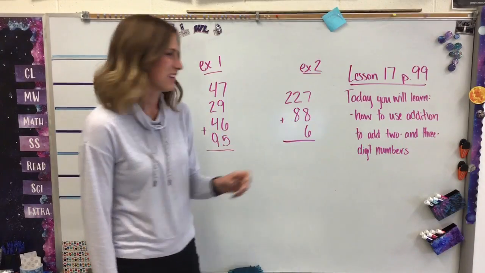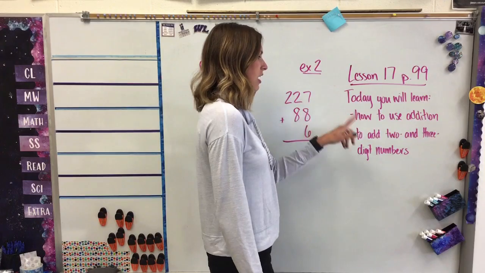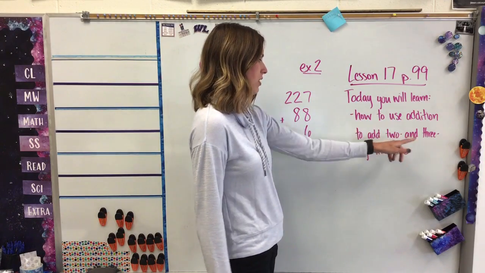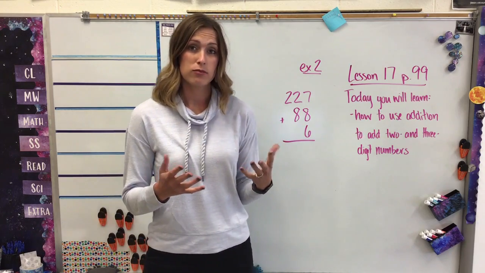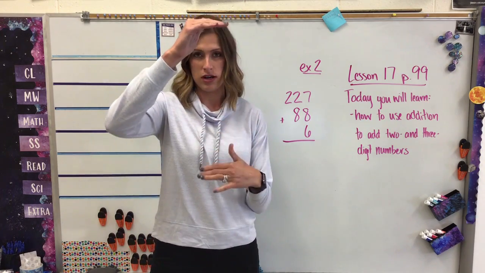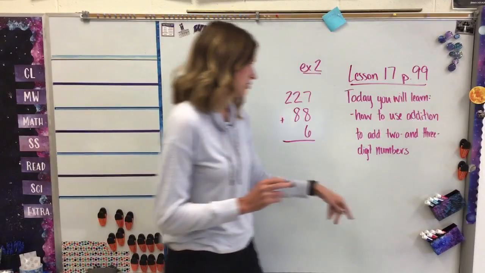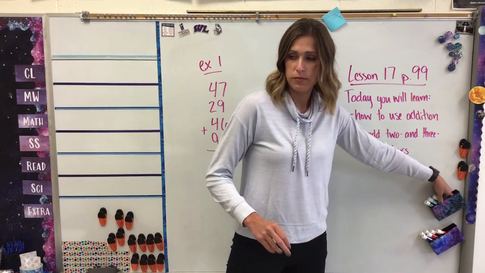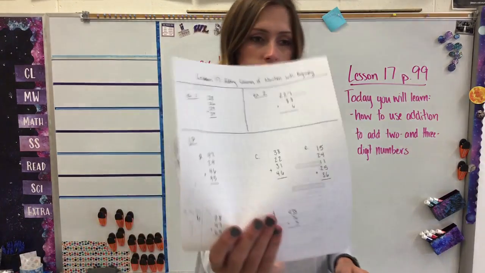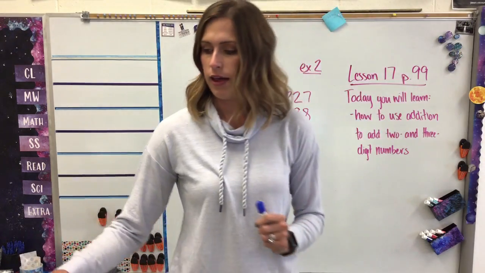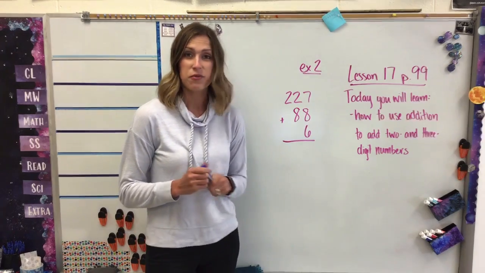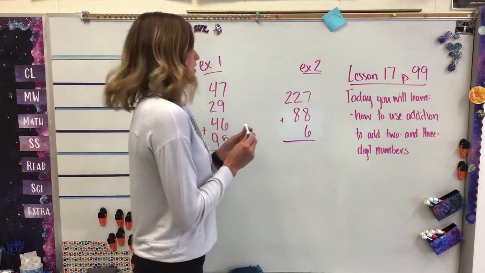Let's get going on our objectives. 3rd grade, today you will learn how to use addition to add 2 and 3-digit numbers. All right? So before we've added our numbers together, today we're just adding more numbers and a little bit bigger numbers. So you should be on the back of your sheet here with me. We'll go through example 1 and example 2 together, and then you'll try some lesson practice by yourself before we grade them together.